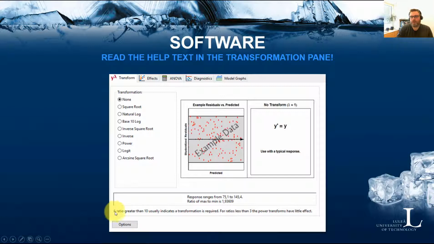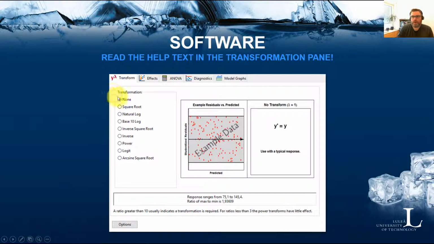For example, if you have a ratio greater than 10 between the maximum and the minimum value of the response, that usually indicates that a transformation is required. And for ratios less than 3, the power transformations have little effect. In this specific example, we have a ratio of max to min of 1.93, which is less than 3. So probably we will not have so much use of a transformation in this case.